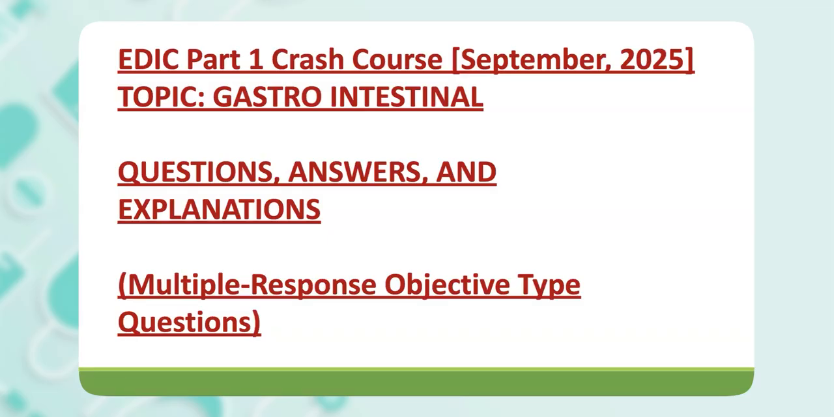So the thing is that you will get 80% of questions from these three areas, and the remaining 20% you will get from chronic liver disease, CLD, where there are two important areas. One is spontaneous bacterial peritonitis, and you will get the hepatorenal syndrome. Hepatorenal syndrome is a very common and very popular area for the EDIC 1 exam. You will get questions from the hepatorenal syndrome.